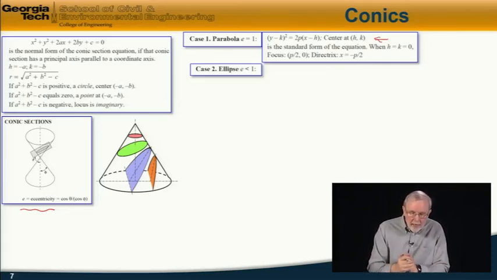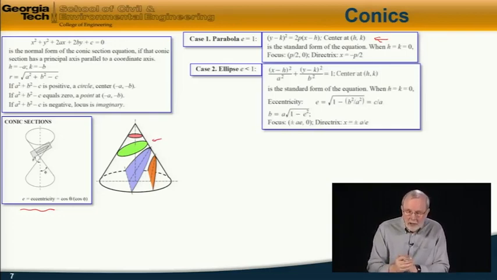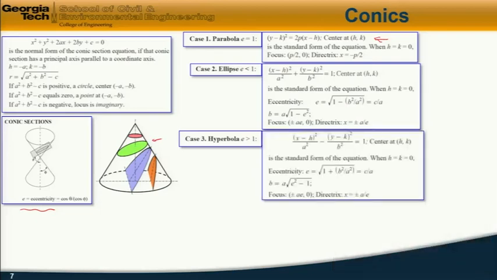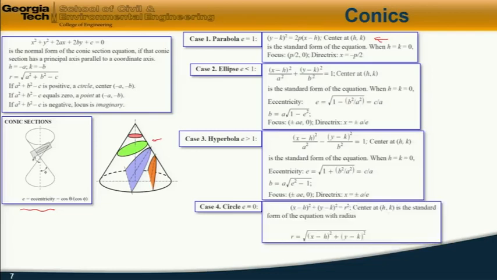Case 2, an ellipse has eccentricity less than 1, it's this case here, and the form of the equation then is given by that. Case number 3, the hyperbola has eccentricity E greater than 1, and here is the equation for the hyperbola. And the last case, the circle, eccentricity E is equal to 0. In other words, a horizontal plane is a circle, and the general equation of a circle is given by this equation right here.